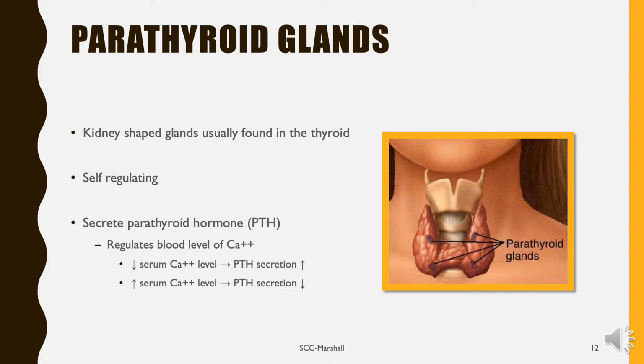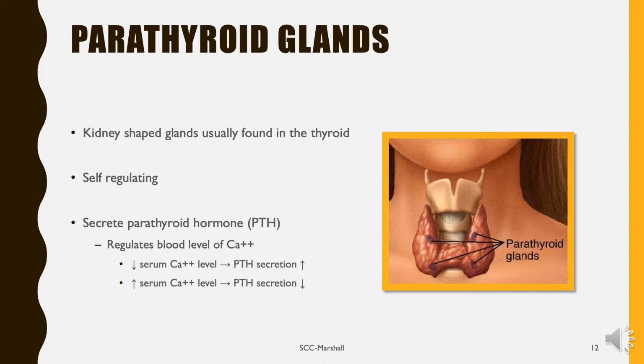However, it's not controlled by the pituitary or the hypothalamus. The parathyroid glands just regulate and control themselves. What they do is secrete parathyroid hormone, or PTH, which you might also hear called parathormone, and its major role is to regulate the blood level of calcium. So the PTH is going to stimulate the transfer of calcium from the bone into the blood. It's going to also inhibit bone formation, which is going to result in increased serum calcium and phosphate levels.